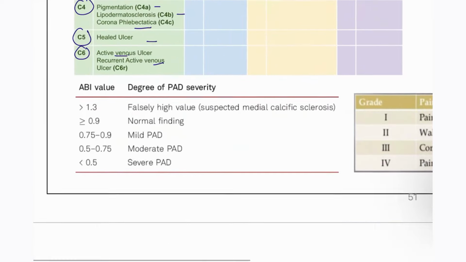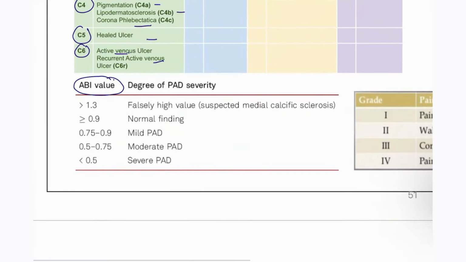Next, ABI value. Okay, ankle brachial index, we are going to check. First, more than 1.3 is a falsely high level, suspected to be calcification or sclerosis. More than 0.9 is going to be normal. 0.75 to 0.9 is mild peripheral arterial disease. 0.5 to 0.75 is moderate, and less than 0.5 is the severe condition of peripheral arterial disease.